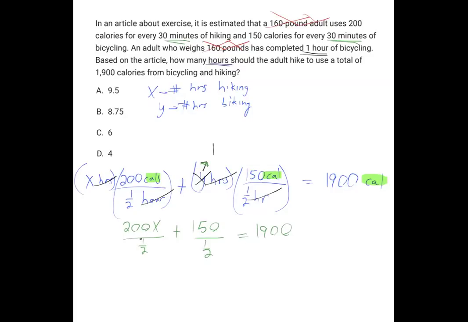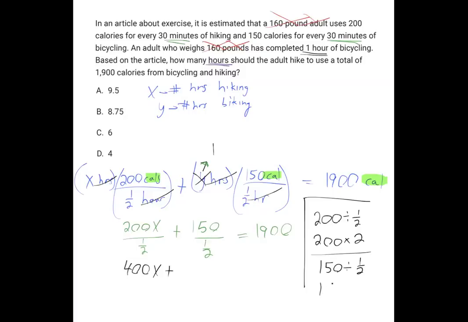So now we can use keep, change, flip to get rid of those fractional denominators. Dividing by 1/2 is the same as multiplying by 2 over 1. Let's write that off to the side. 200 divided by 1/2 is the same as 200 times 2 over 1. So this will be 400x plus, same thing here, 150 divided by 1/2 is the same as 150 times 2 over 1. So here we have 300. And now we're making a little more sense of this question.